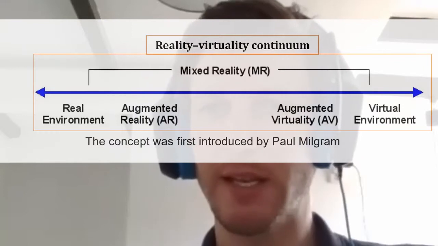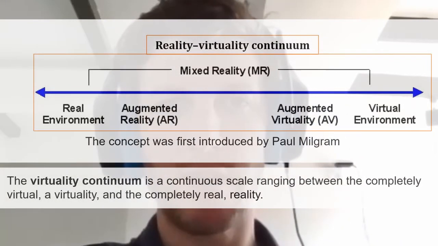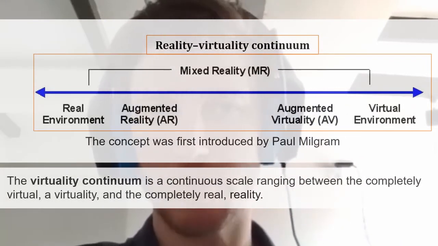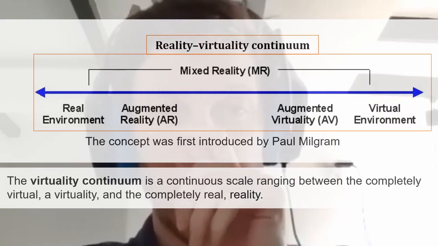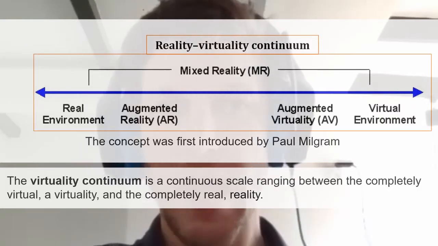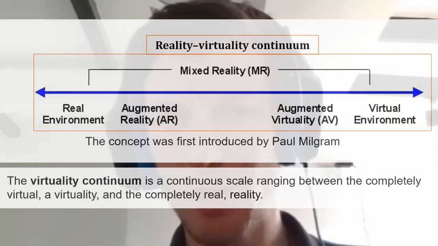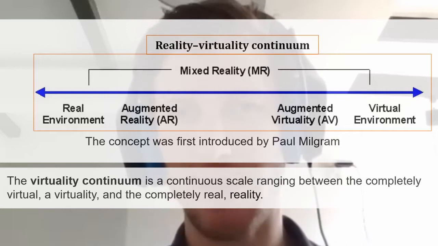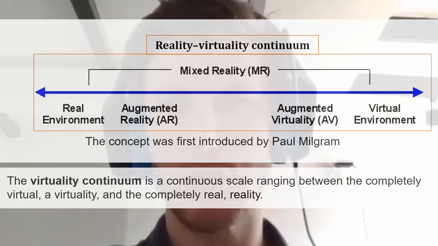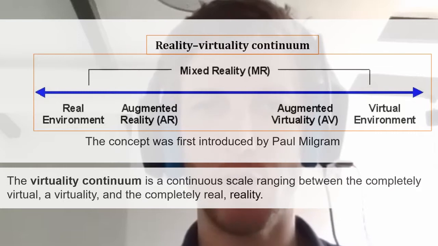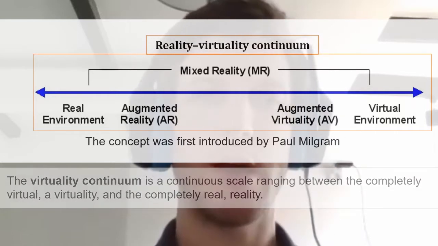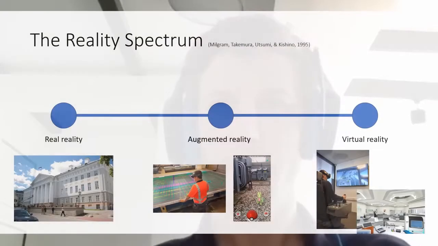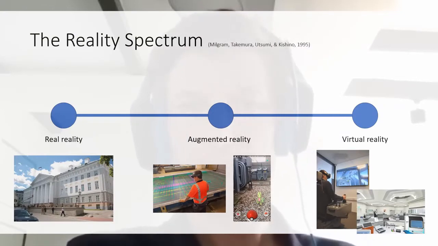And here we can see the reality-virtuality continuum, which was a concept developed by Paul Milgram. It really uses another term which has become more popular as well, the term mixed reality. Milgram used mixed reality to describe this continuum between the real environment and the virtual environment. And that has continued into the reality spectrum.